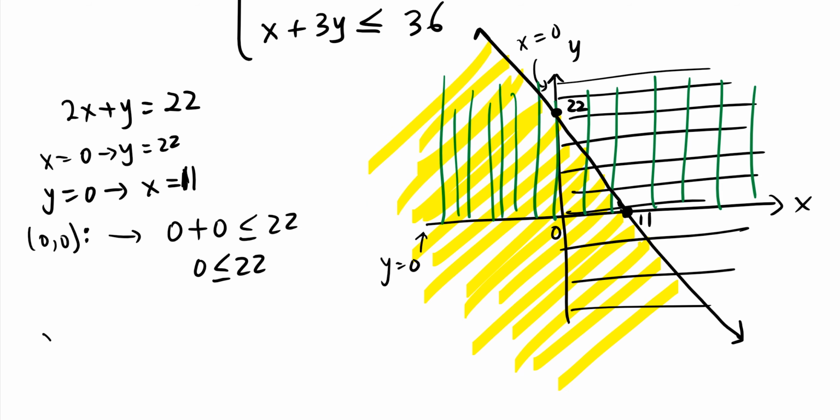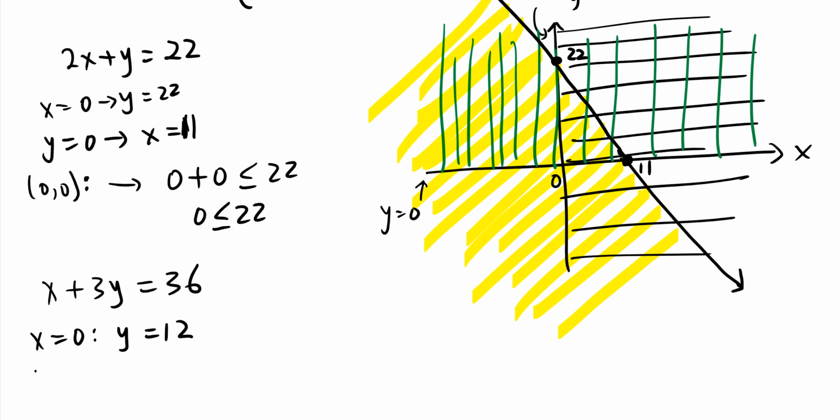And for the last one, x plus 3y equals 36. Again, if you take x equals 0, y would be 12. And when y equals 0, x is 36. So (0, 12) maybe somewhere here. Let's say (0, 12), and the other one (36, 0) is somewhere here. We're going to connect them with a solid line.